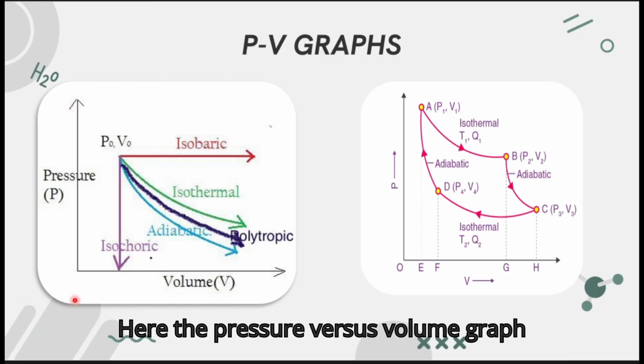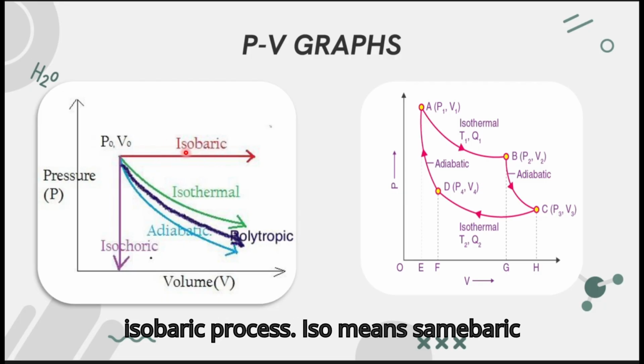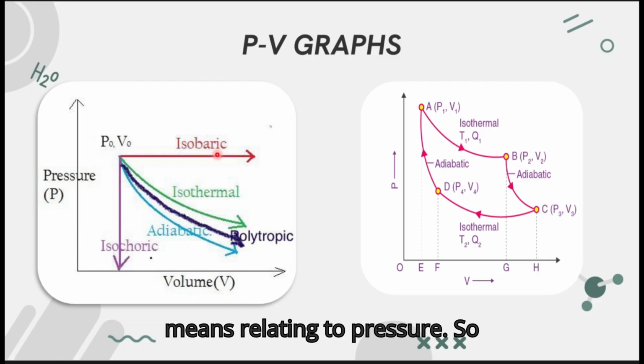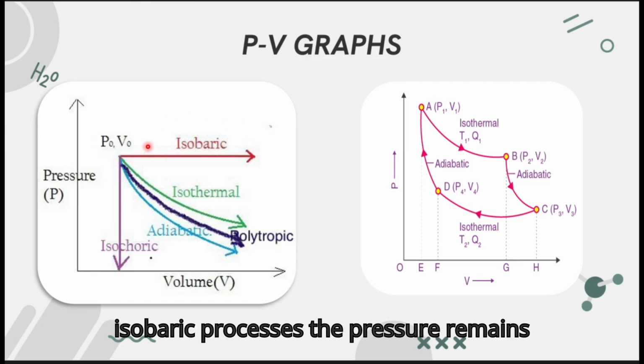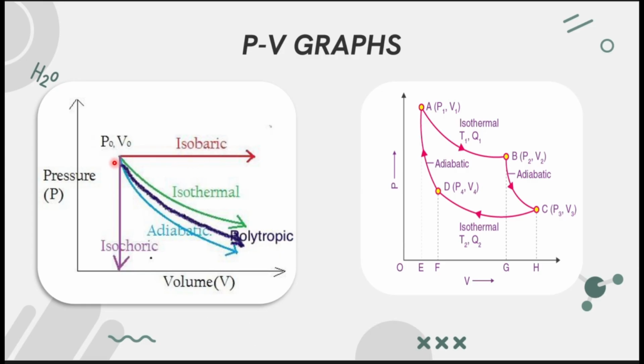Here, the pressure versus volume graph is given. Now, let's move on to the isobaric process. Iso means same. Baric means relating to pressure. So, we can conclude something like same pressure. So, here in isobaric processes, the pressure remains the same. Volume and temperature change, or are variable.